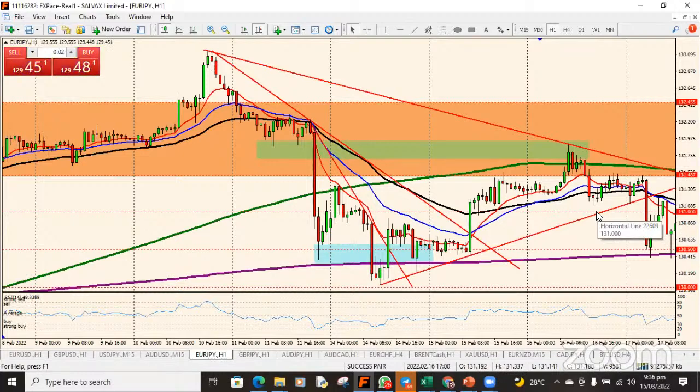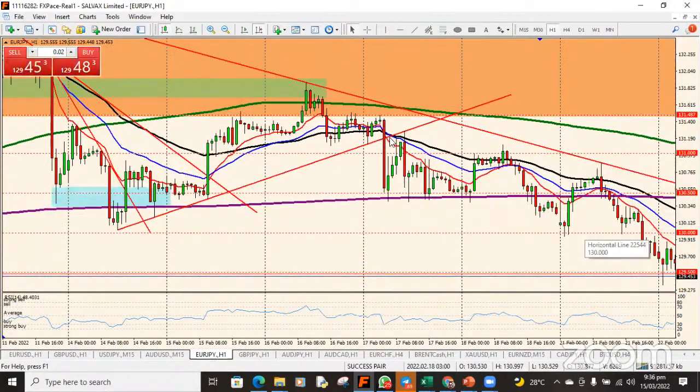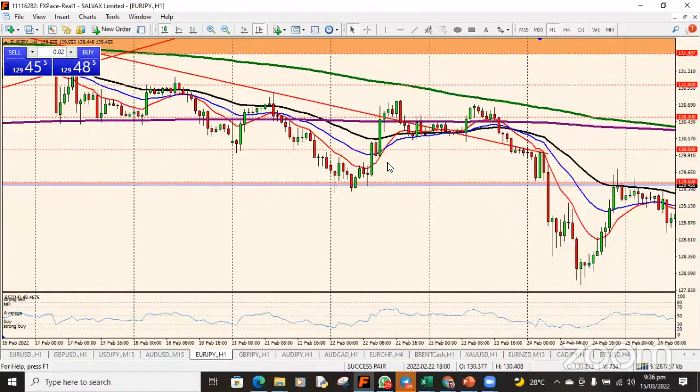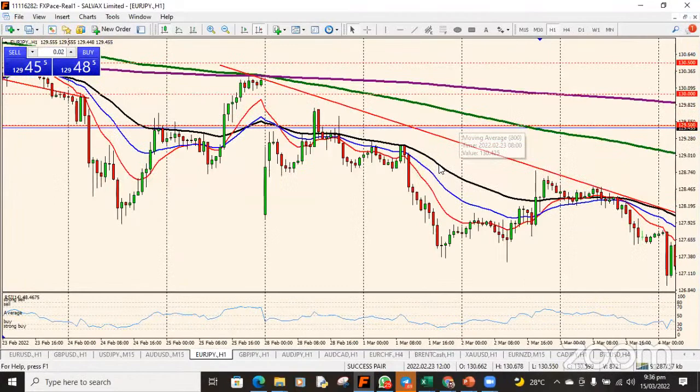For those that are conservative, you wait for the retest. When the market retests it, you enter. Since it broke and retested it, what happened? It has been selling. Look at it. It has been selling.